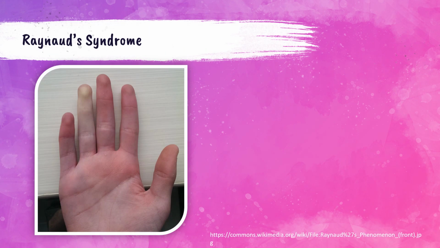So this is a hand of somebody that has Raynaud's syndrome. See how one of those fingers clearly looks like the blood flow has been restricted in it. So this is very characteristic of that syndrome.